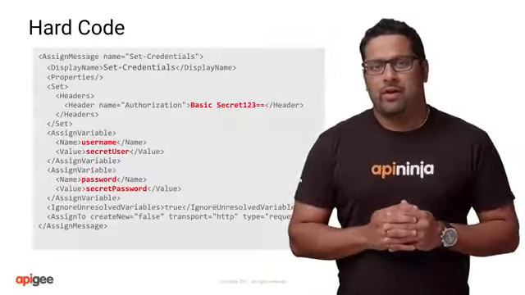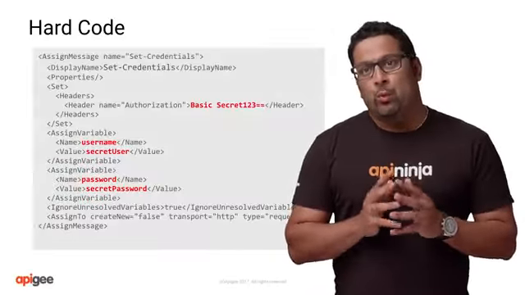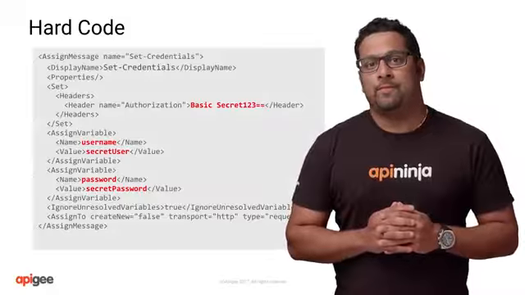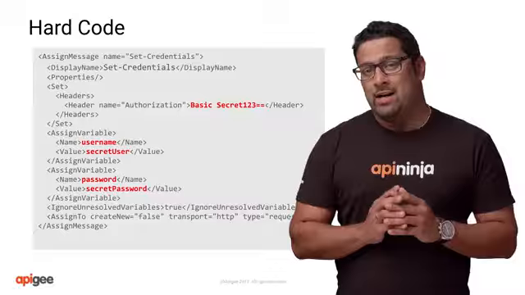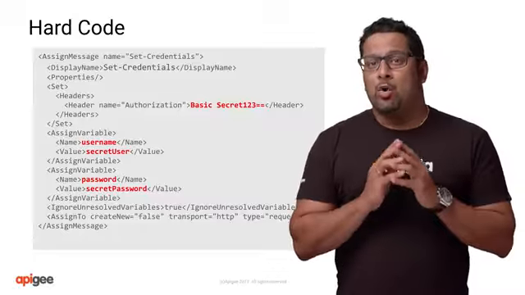In the hardcoding method, by using the assign message policy, we can set the credentials in the request header. In this policy, the value is hardcoded and will need to be edited for different target servers or whenever the credentials change.